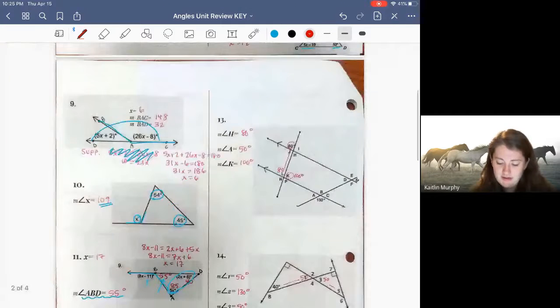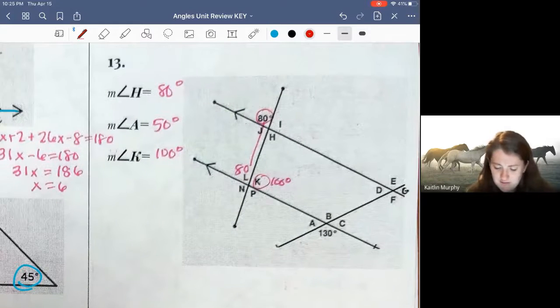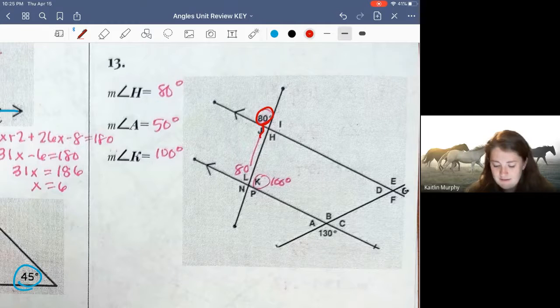Okay, number 13, starting to get a little tougher. So we're given this 80 degrees up here in the corner. I corresponded it, I don't know if that's a verb, down to the L. So that also became 80. But I also looked at this vertical angle right across from the X. So that H was 80. And then I corresponded down here to 80. This needed to add up to 180. So that makes K 100.